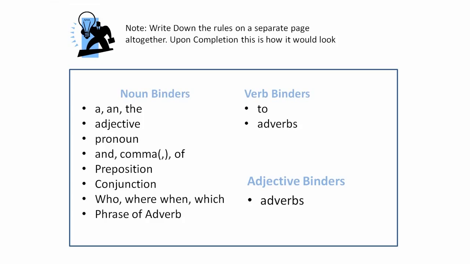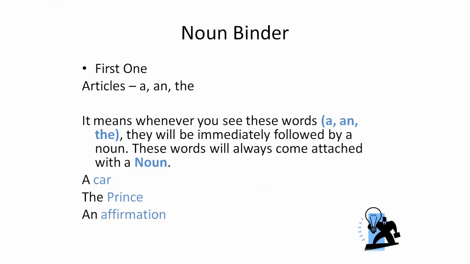I want you to allocate a page. You don't have to write this now. I will make you write eventually, but after completion of this video, this is how your MMN rules page will look like. So you don't have to write what you see here. We will learn each of these binders and we will mention them in the binders page as we go along. So let us start with the first noun binder.